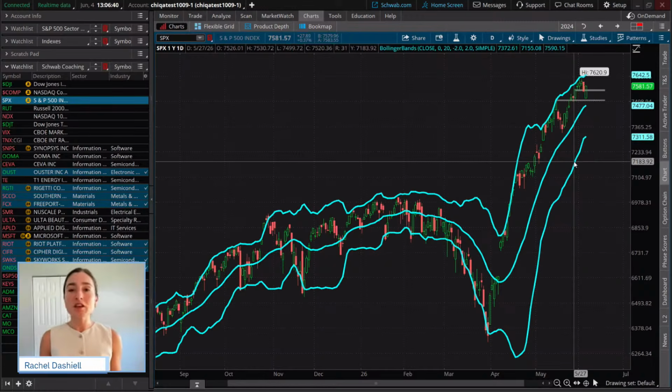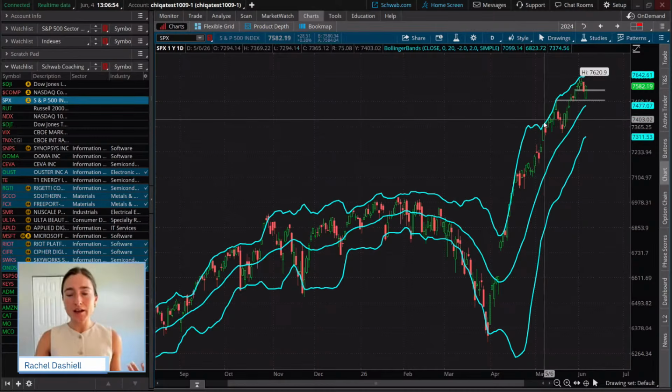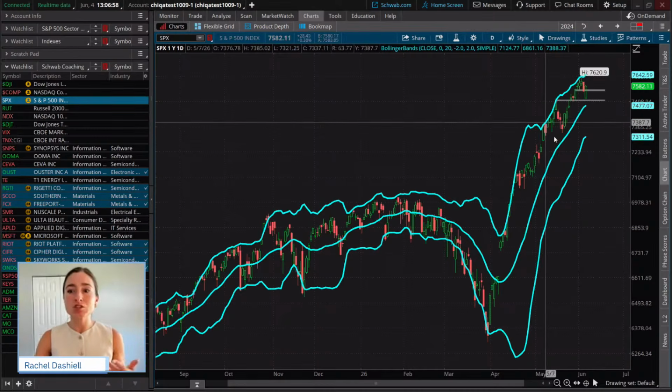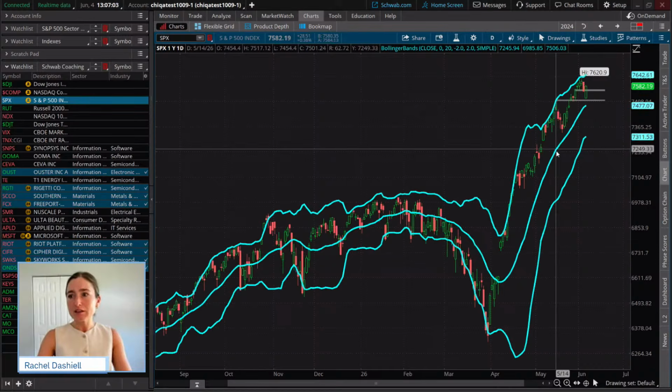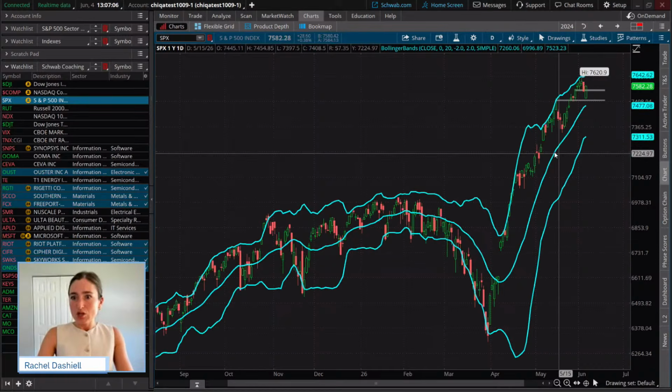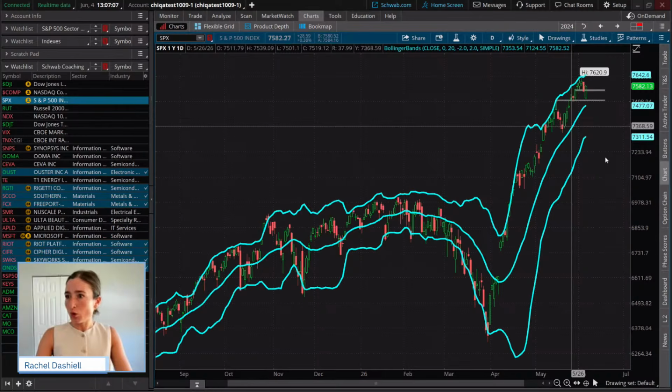Now, mean reversion traders like to focus on more of that type of reversion to the mean. So if something goes near the two standard deviation move to the outside, a mean reversion trader would expect price to move back to the mean or the average, which in this case is that midline, that 20 period simple moving average. So that's kind of what we're looking at here.